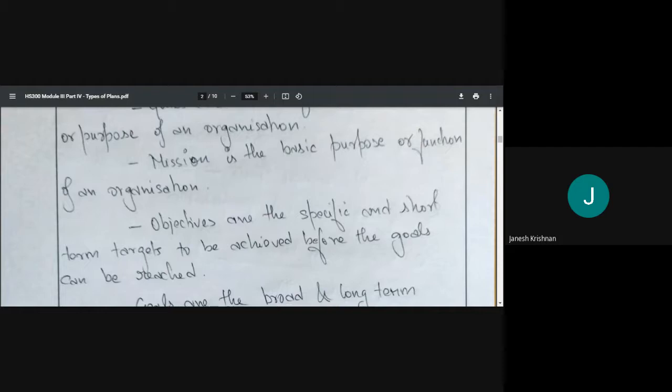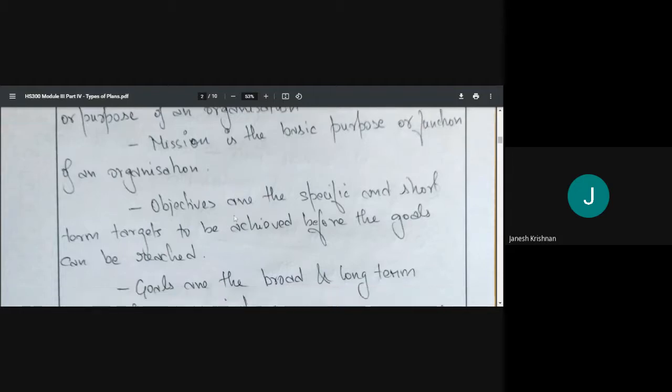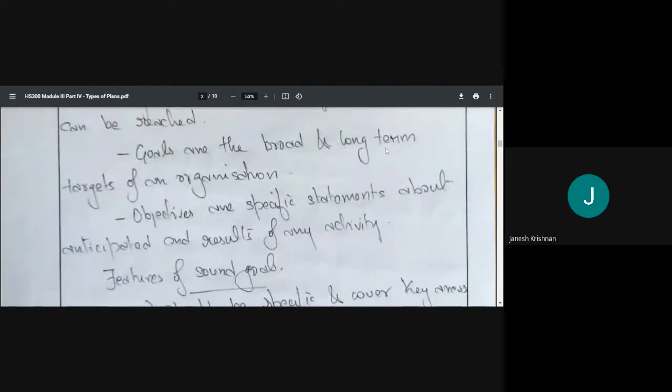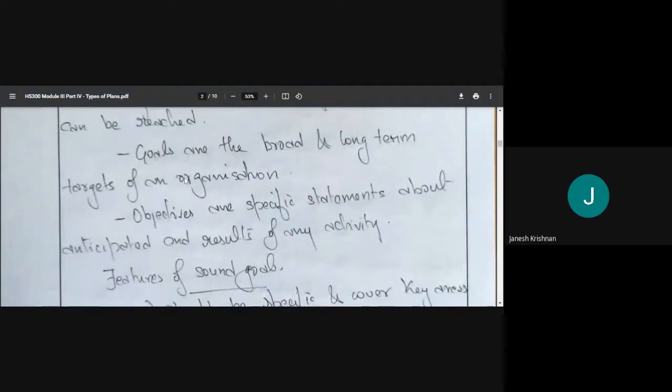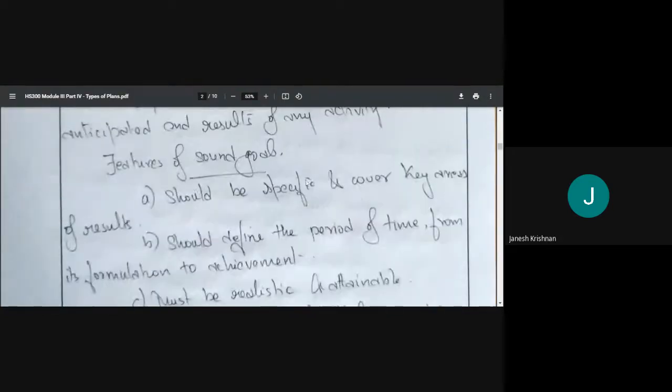Okay? So plans will be for objective, plans will be for our goal. Right? So goals are broad and long-term targets of an organization. Broad and long-term. Okay? So objectives are specific and short-term targets. Just understand that.